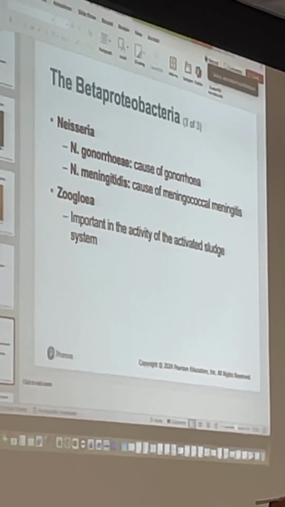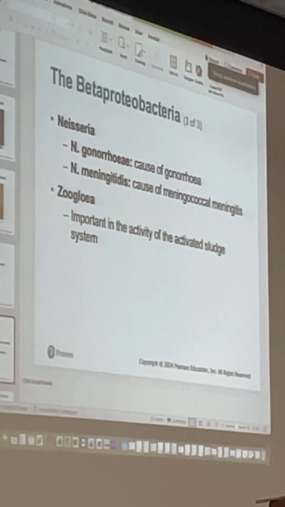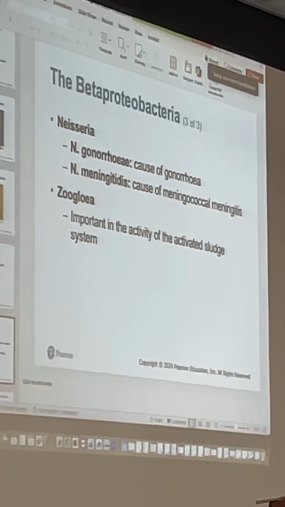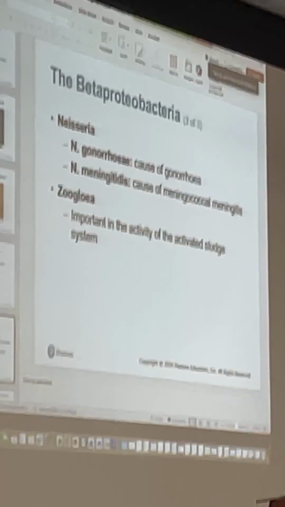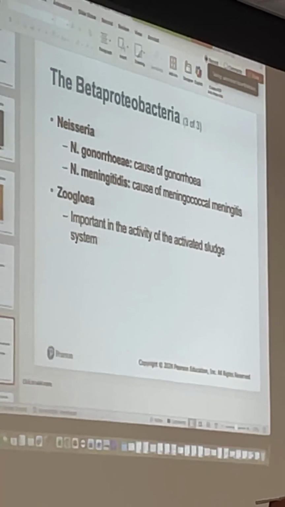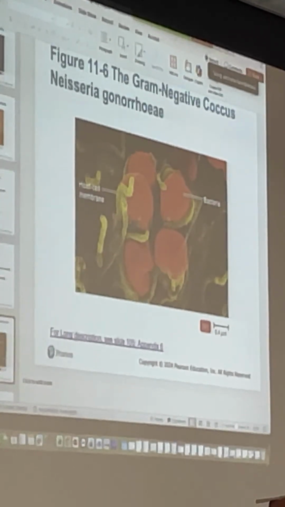All right, so Zooglea, this is another gram-negative, of course, and it's going to be very important in the activity of the activated sludge system, so sewage treatment. So it's going to be pretty important for sewage treatment. All right, and so here we have some gonorrhea.